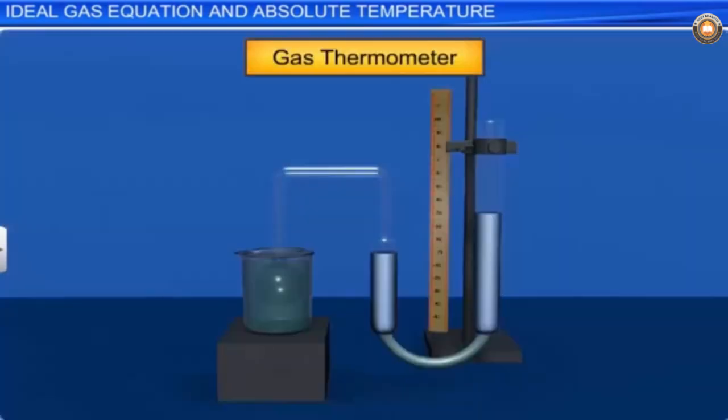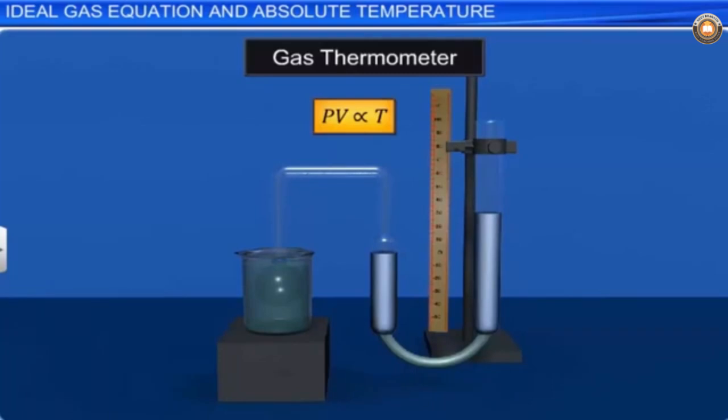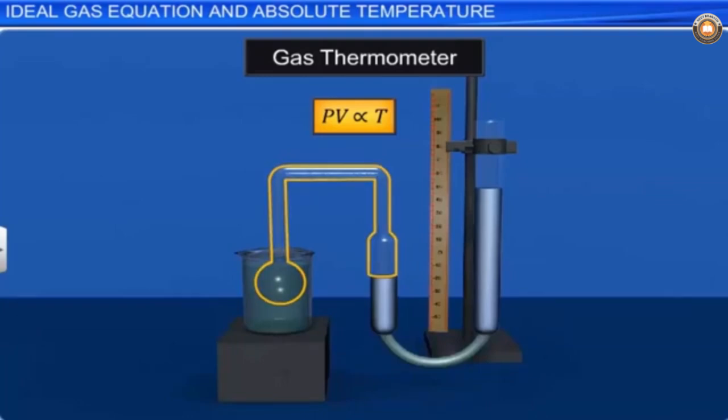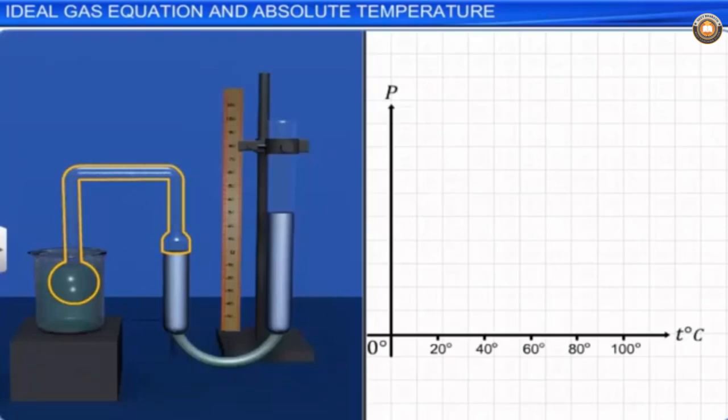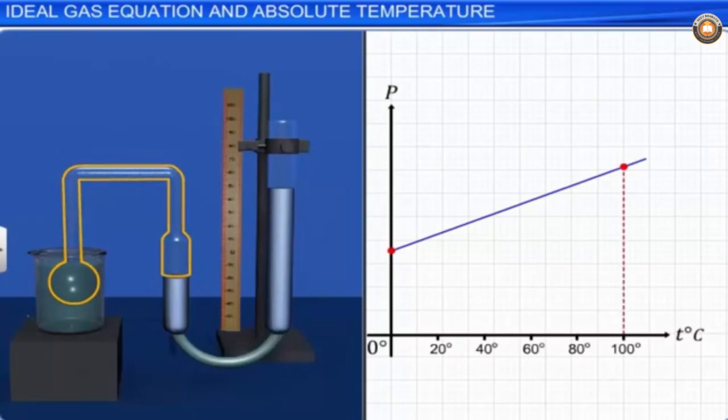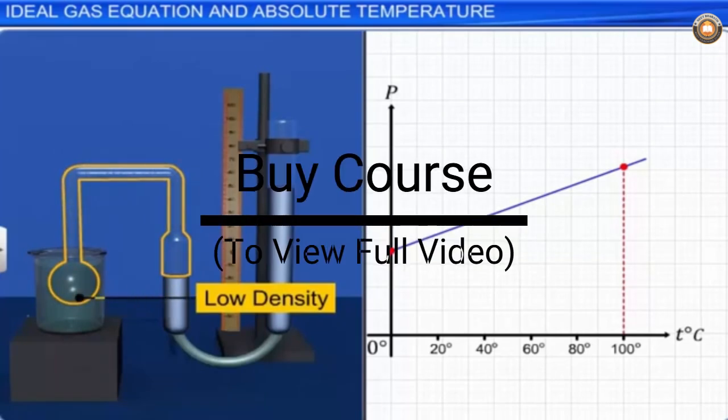The constant volume gas thermometer works on the principle of the ideal gas law. Since P is directly proportional to T when the volume of a given sample of gas is constant, its pressure changes linearly with the temperature of the gas. When a graph is plotted between pressure and temperature, a straight line is obtained. If the density of the gas is low, the graph will be a perfect straight line for all gases.